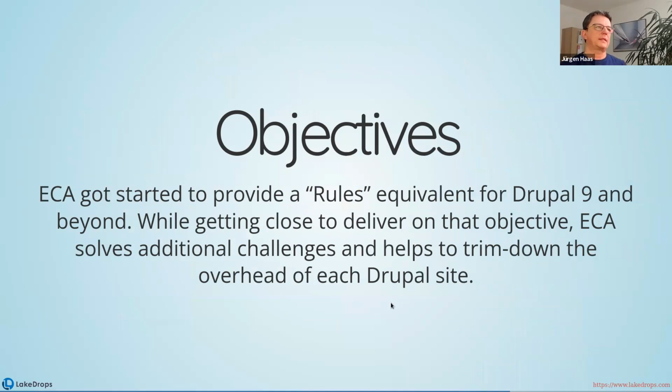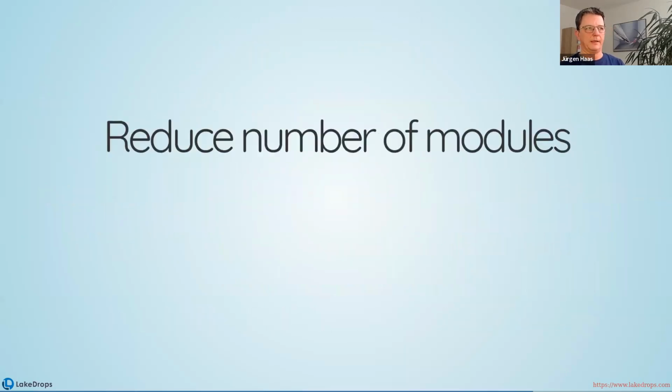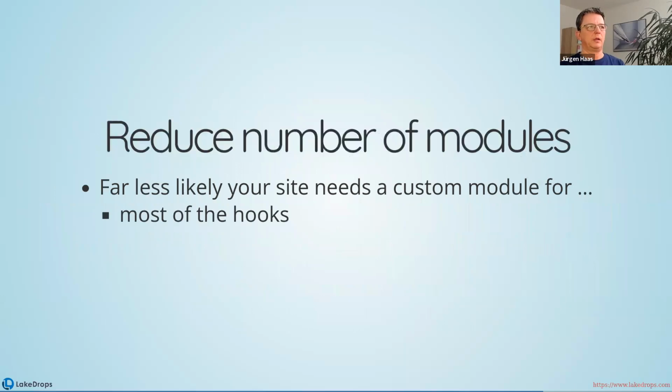Now, let's step back a little bit again. What have been the objectives of ECA? The original objective was to provide a rules equivalent for Drupal 9 and beyond, of course. But we achieved a bit more than that, which was unintended, but it turned out to be pretty powerful, and I just want to mention those as well. We can reduce the number of modules that you may need for your Drupal sites in the future. For example, it's very likely that you don't need a custom module anymore.